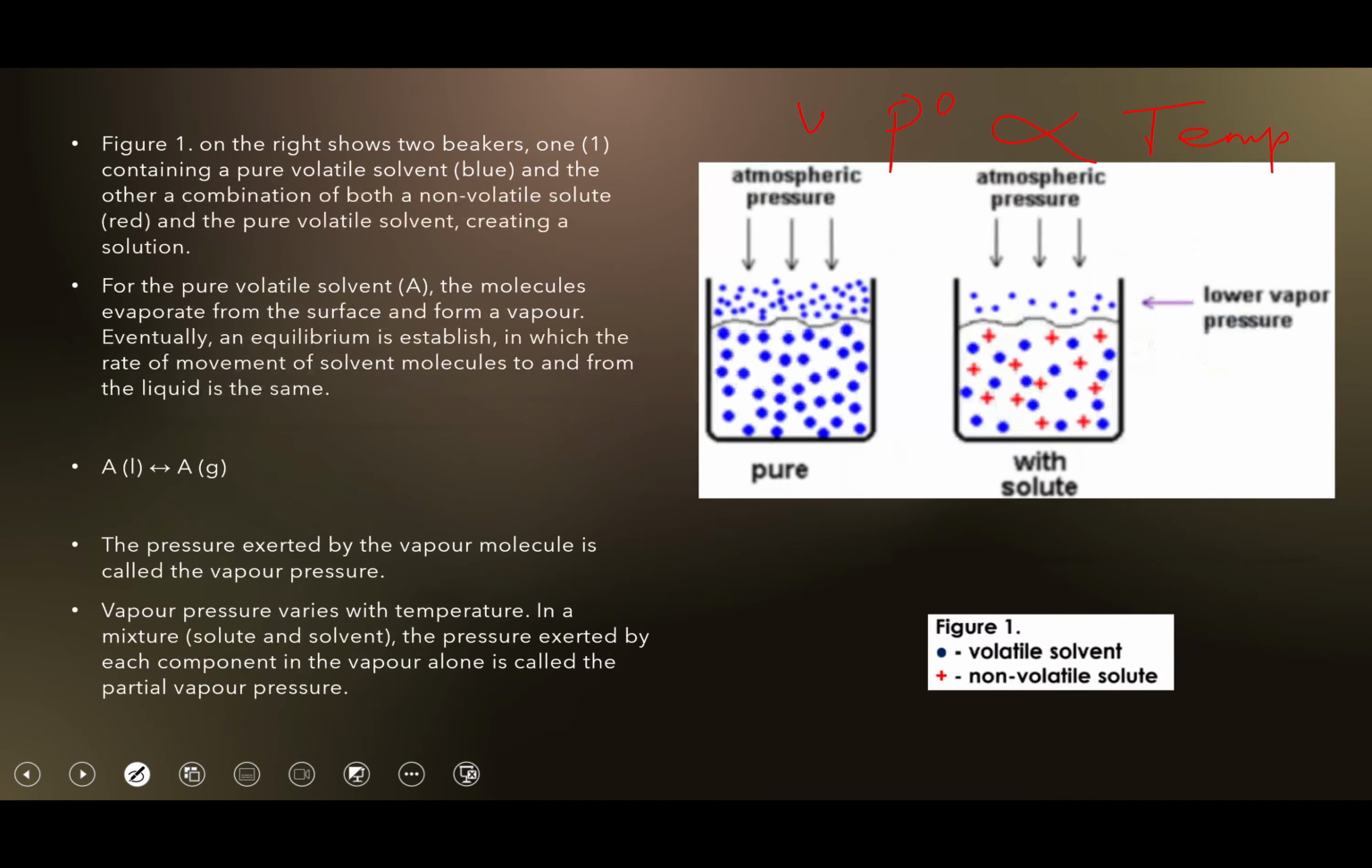If we're looking at a non-volatile solute, let's say sodium chloride in oil or something like that, if we mix in something non-volatile, that will also decrease the vapor pressure.